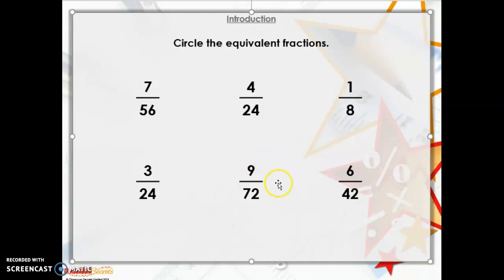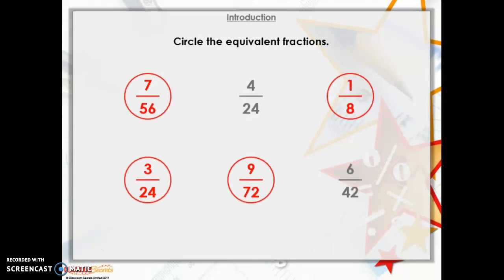So let's look at our last one. How do I get from 1 to 9? I times by 9. So let's look at the bottom. 8 times 9 is 72. So 9 over 72 is also equivalent to 1/8. Okay, so these are your 4 equivalent fractions.